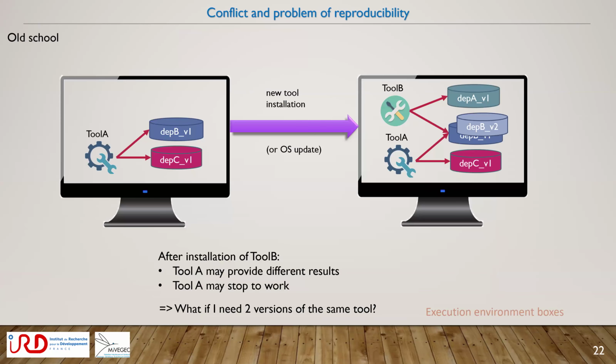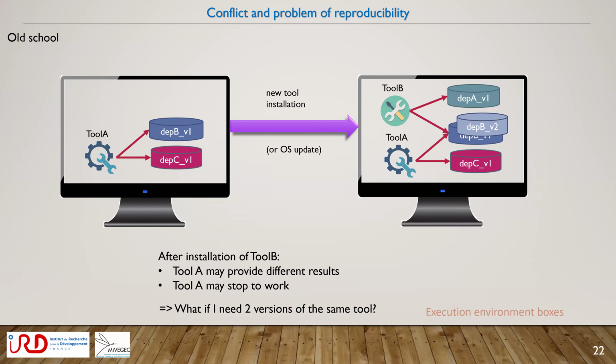To give a simple example, if you do an old-school installation of a tool, let's say tool A that has two dependencies. If you do an OS update or just install a new tool, dependency B could change with a new version of it. What could happen with that? It could affect tool A, which may provide different results, or tool A may stop working and be broken. And even with that type of installation, if you need two versions of the same tool to do different things, it will not be possible.